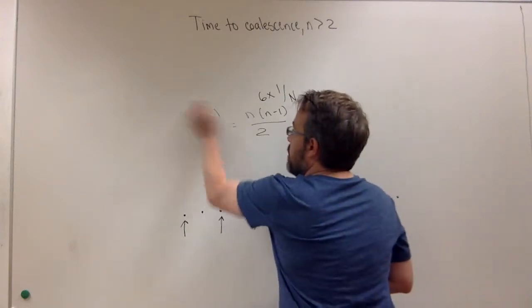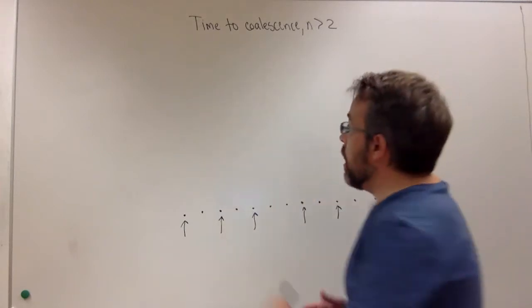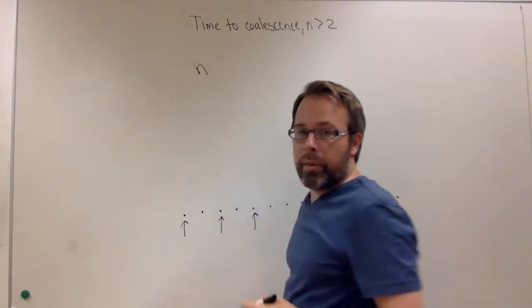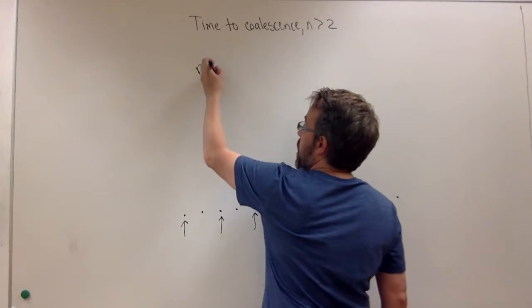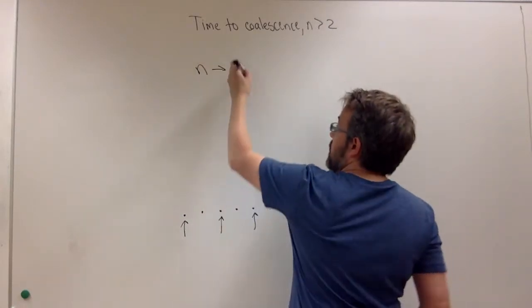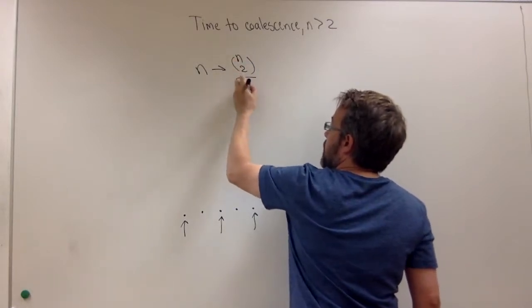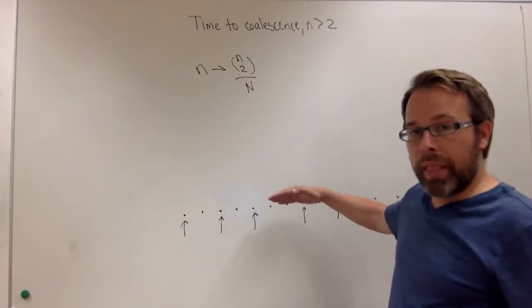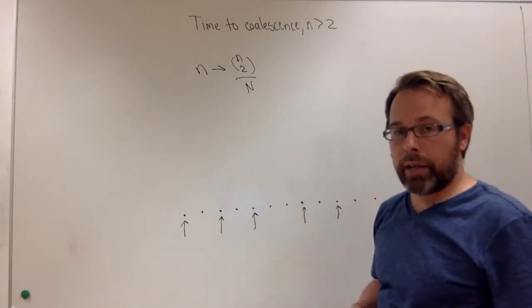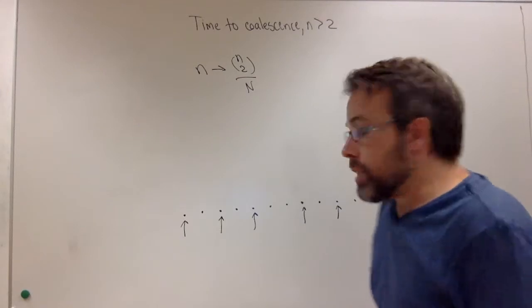Okay, so in general then, if we have n individuals in our sample, our waiting time is going to be equal to n divided by n choose 2. We'll have to wait that many generations until we get a coalescent event.